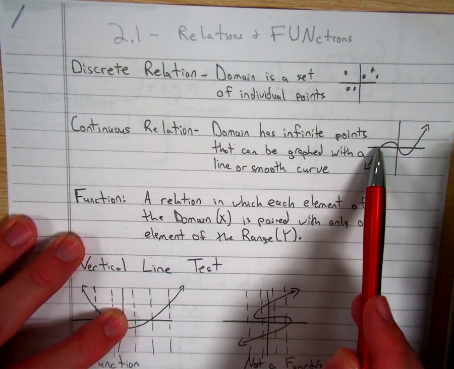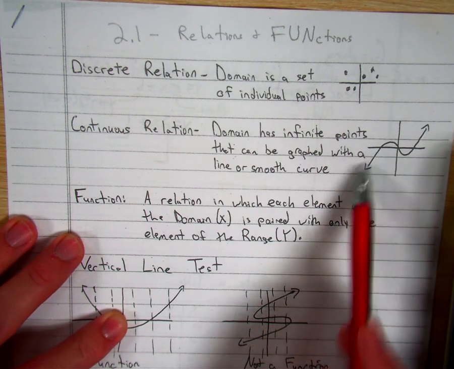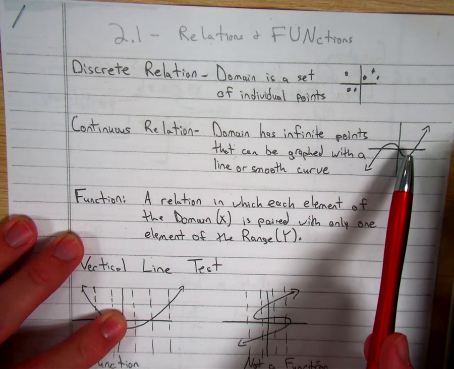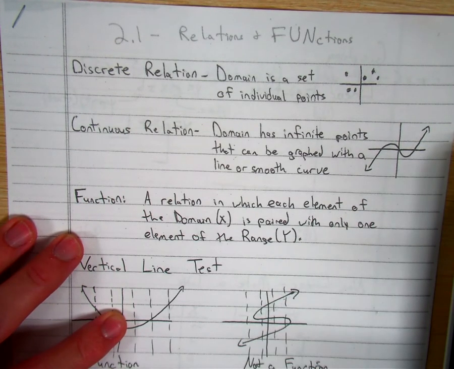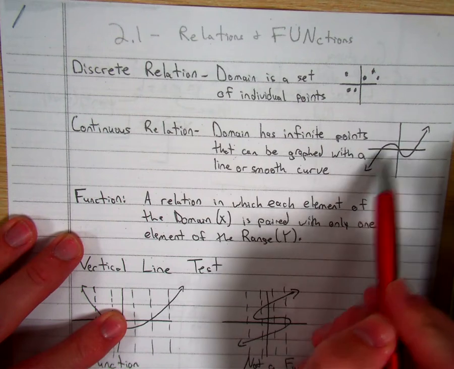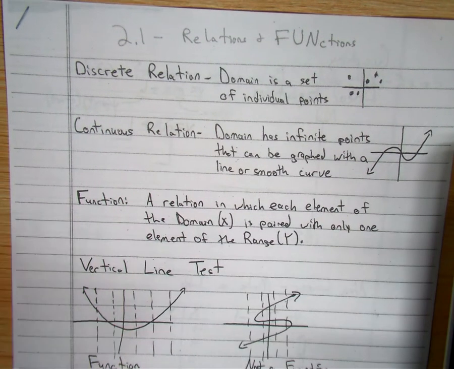It's a smooth curve, where you don't have to pick your pencil up, and it goes on forever in both directions. Same thing with a line would be continuous. Your normal y equals 2x plus 3, something like that, would be continuous as well.